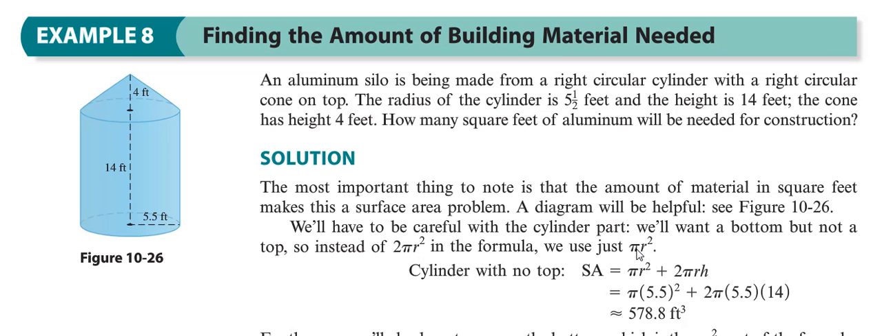Okay, next example, finding the amount of building material needed. An aluminum silo is being made from a right circular cylinder with a right circular cone on top. So if you look to the left here, you have 2 geometric figures in one. On top, you have the cone. On the bottom, you have the cylinder.